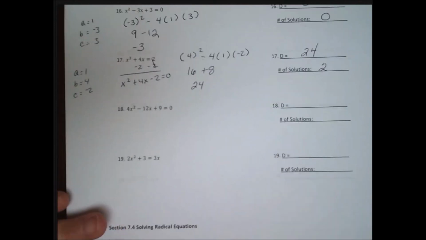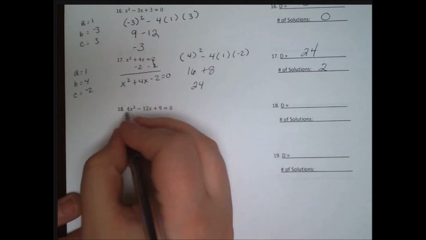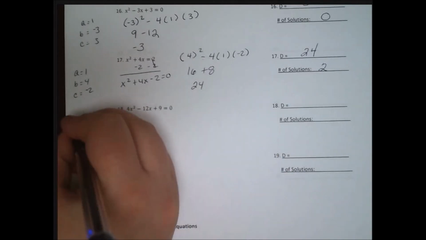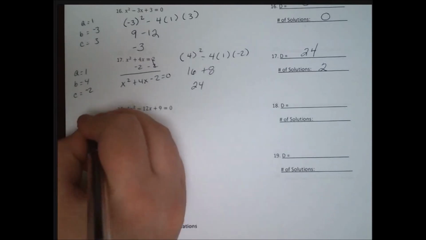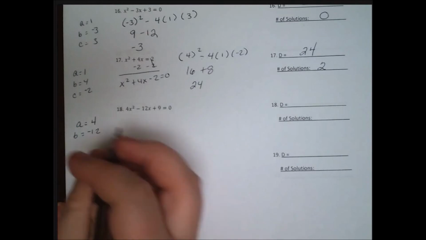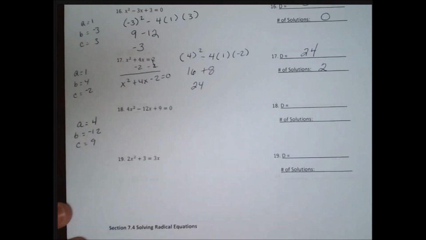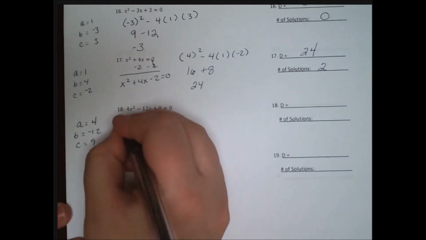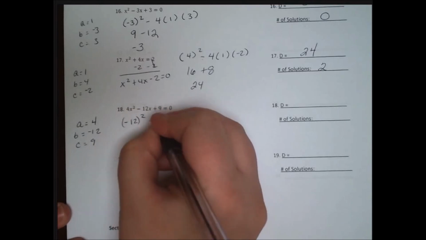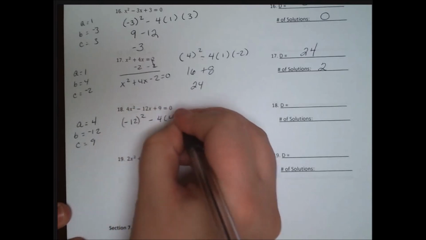Now in number 18, they've already done the work for us and it said equal to 0. So our A is 4, our B is negative 12, and our C is 9. So we have B squared minus 4AC.